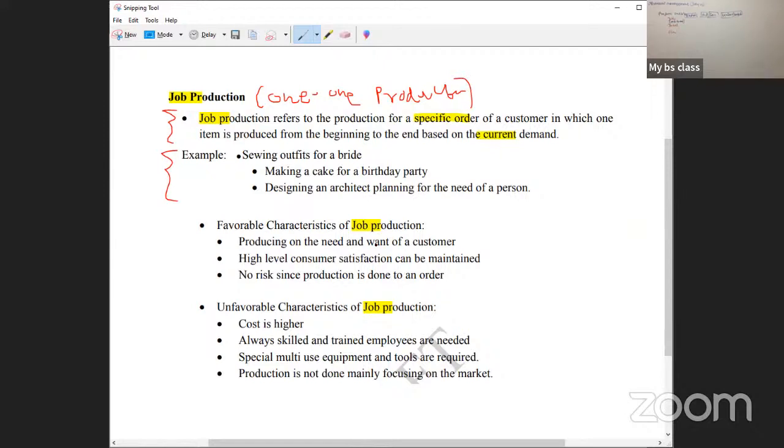So remember that part always, not just applicable to goods, services as well, right? So the job production. The job production refers to the production for a specific order of a customer in which one item is produced from the beginning to the end. So those are the key points, from the beginning to the end.